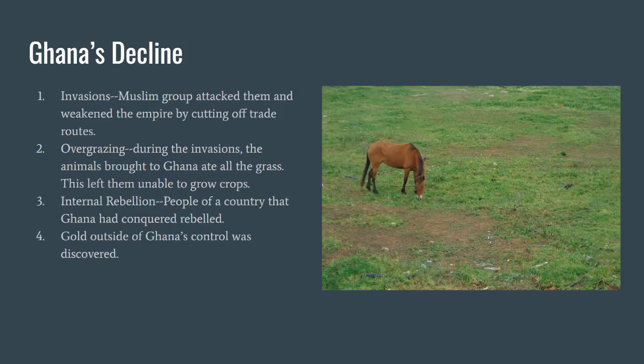Eventually, like all civilizations, they do have a decline, and there are a few reasons for it. One was invasions. Muslim groups coming from the east and the north came and started cutting off trade routes. Another was overgrazing. These animals that they brought during these invasions, they ate up all the grass, and so there wasn't any more products there. They had lots of rebellion within Ghana, people who were unhappy with their leaders and went against them. And also, gold was outside of Ghana's control after it was discovered. So they struggled to maintain that superiority.